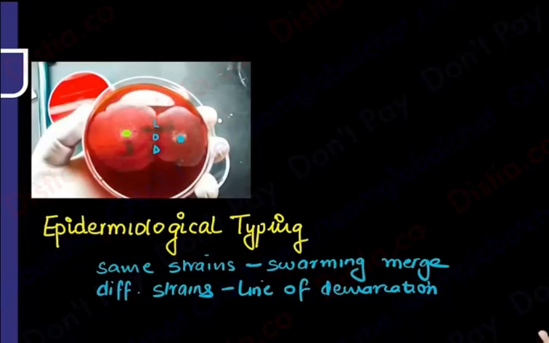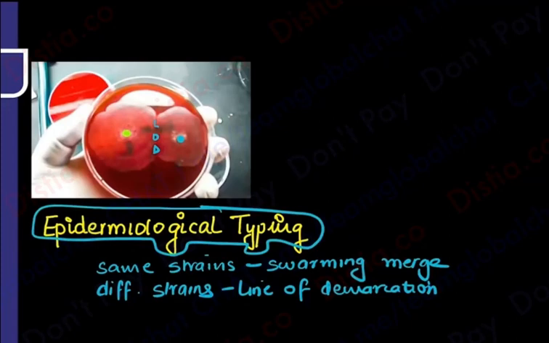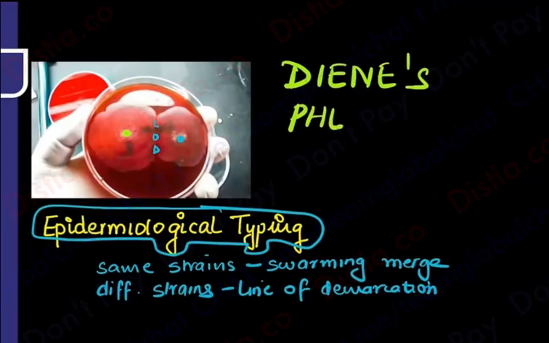Simple. If they are the same, best friends, their swarming will merge. If they are different, enemies, there will be a line of demarcation. Is there any other use? So this will help me in knowing whether all the people in the ward have the same Proteus, or is it different? It's for epidemiological typing, and this is known as the Dines phenomenon. So what is this Dines phenomenon? Dines phenomenon means that you are testing for this epidemiological typing.